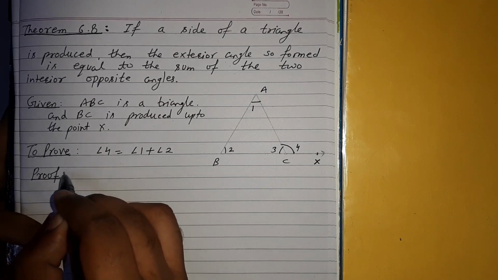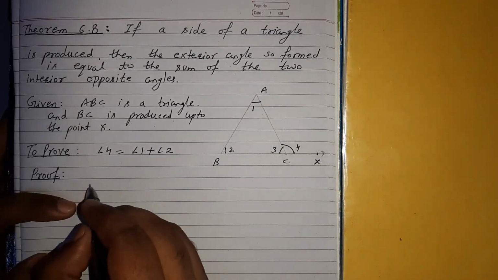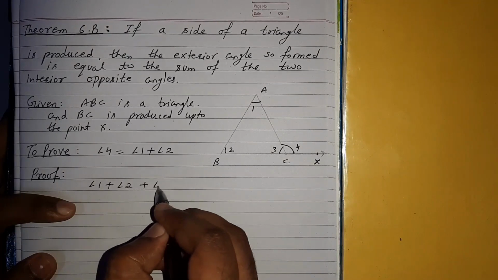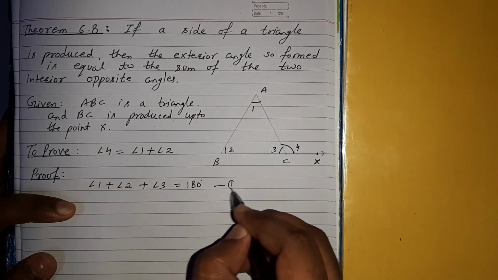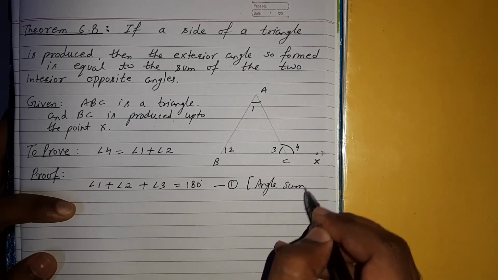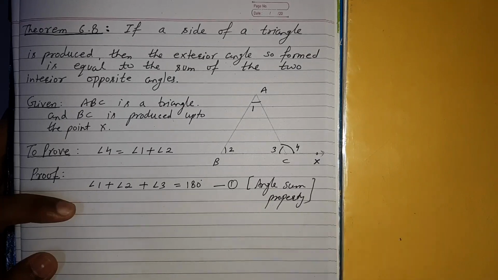Now we know the angle sum property of a triangle: the sum of all the angles of a triangle is equal to 180 degrees. Angle 1 plus angle 2 plus angle 3 is equal to 180 degrees, equation number 1, by using the angle sum property of a triangle.